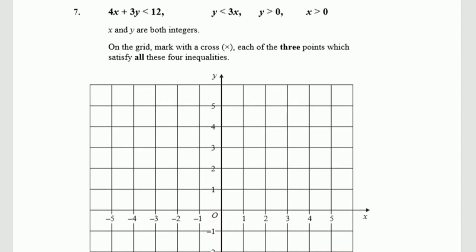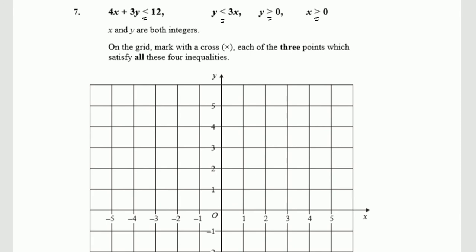So now we have a question where there's a little bit more work to do. I have to start off by drawing the graphs of 4x plus 3y equals 12, y equals 3x, y equals 0, and x equals 0. I'm going to start off with these 3 easier ones on the right-hand side.